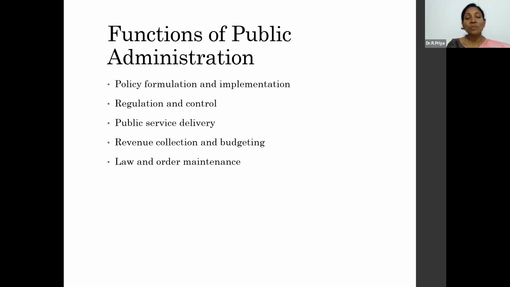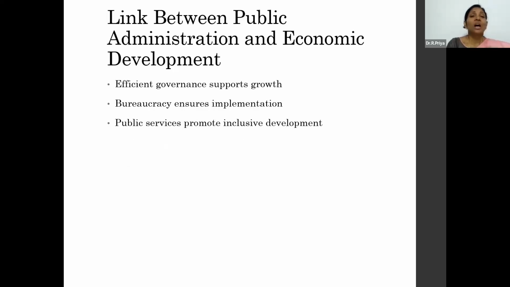Now, the major function of public administration is not only the formulation of policy. Definitely the policy has to be implemented. Another thing is to make regulations, and in the same way we have to control the regulations. Another thing is providing the best services to the public in some sectors. That is also one of the functions of public administration. Apart from that, revenue collection and budgeting, and maintaining law and order, are also major functions. There are a lot of functions, but these are the major essential functions of public administration.